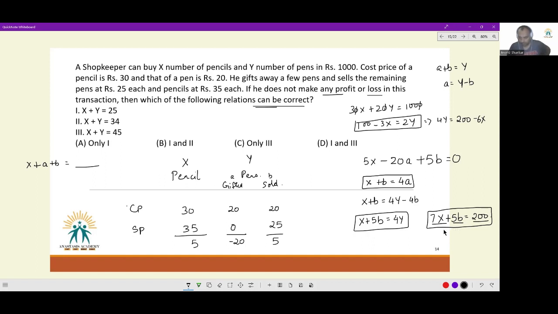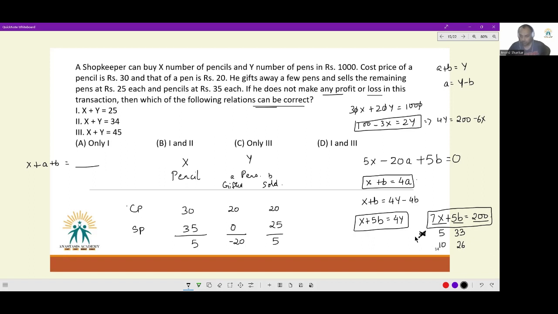From here, if I take x as 5, 35 I get. So 165 divided by 5 will be 33. 5 and 33. This is possible. But then also see, x plus b has to be a multiple of 4. So this is not an acceptable case because 33 plus 5 is 38. Cannot have this. Next case would be when x is 10. 70 will leave me with 130. 130 divided by 5 is 26.